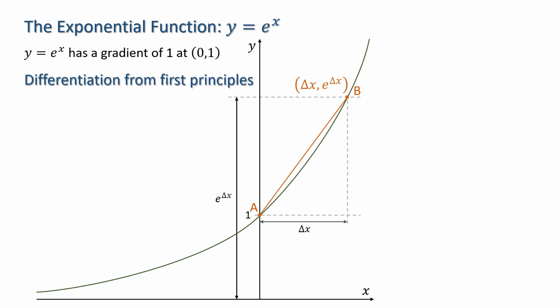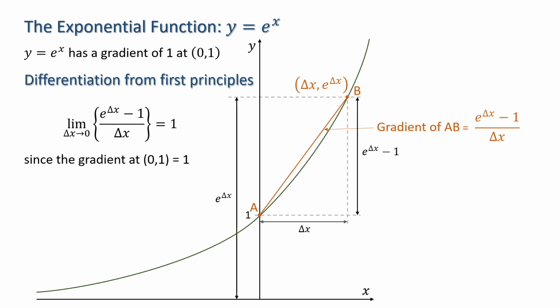This means that the increase in y between A and B is e to the delta x minus 1. Thus, the gradient of the line AB is e to the delta x minus 1 over delta x. Now, differentiation from first principles tells us that the gradient at A is given by the value of the gradient of AB as delta x tends to 0. And we know that the gradient at A is 1. Thus, we can write the limit as delta x tends to 0 of e to the delta x minus 1 divided by delta x equals 1.